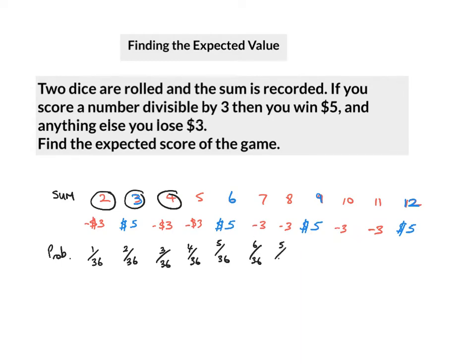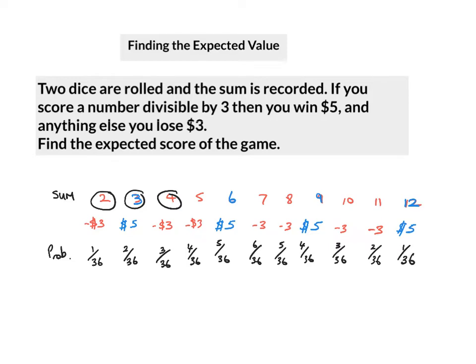Then it goes down again, 5 over 36. 4 out of 36. 3 out of 36 for a 10. 6, 4, 4, 6, and 5, 5. And then 2 out of 36 for 11. And then obviously the 12 is 1 out of 36.